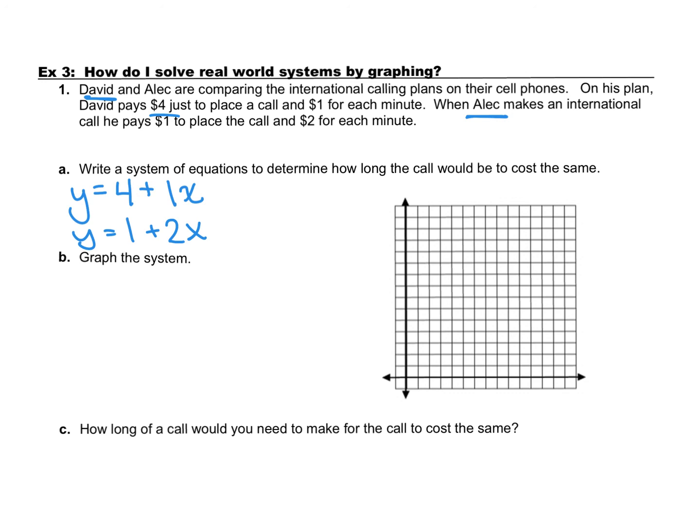So let's go ahead and graph this system. Here's our x and here's our y. The x is the number of minutes, and our y is the total cost. All right, so let's go ahead with David. He started at $4. So before he makes a call, it's just a $4 flat fee. And then he's going to go $1 for every minute. So up 1, over 1, up 1, over 1.